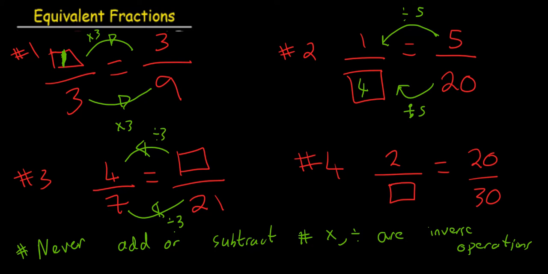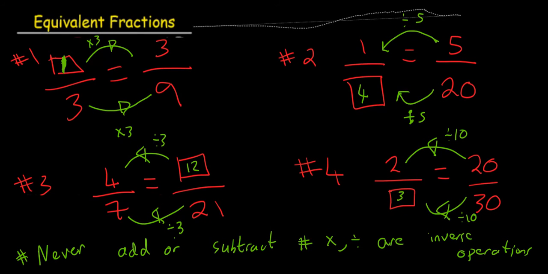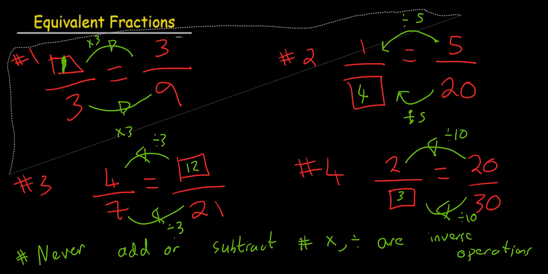And what do we divide 3 by to get to 4? And that is 12. Okay, we can use the division operation again here, or you can use the multiplication, whichever you find easier. Well, what do we divide to get from 20 to 2? That is 10. So we can divide 30 by 10 to get to 3. Okay, so hopefully now you should be a little bit more confident on equivalent fractions.